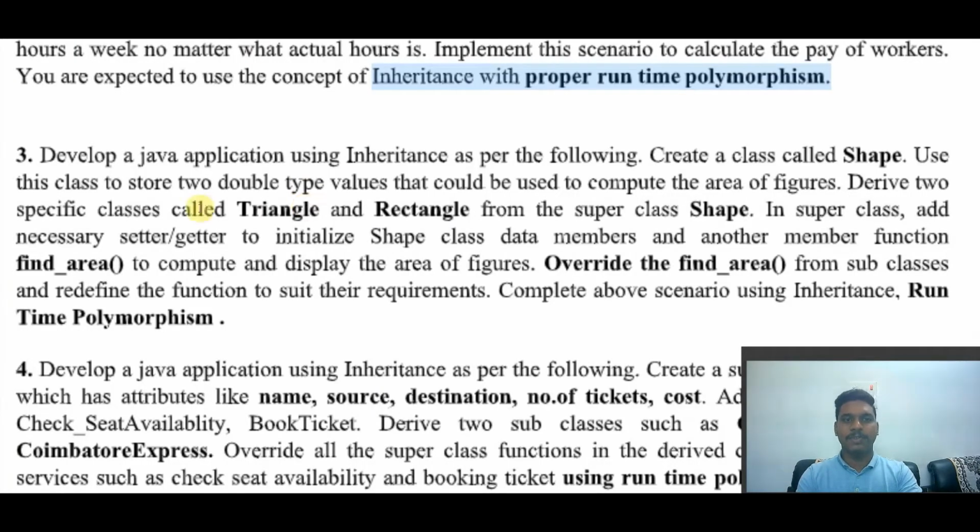This is our question. The question is to develop a Java application. We need to create a superclass called Shape and two subclasses, Triangle and Rectangle. These are the shapes, and in them we need to override find area. We need to find the area of both of them, and for that we need length and breadth, nothing but width even. So let's go to our code.